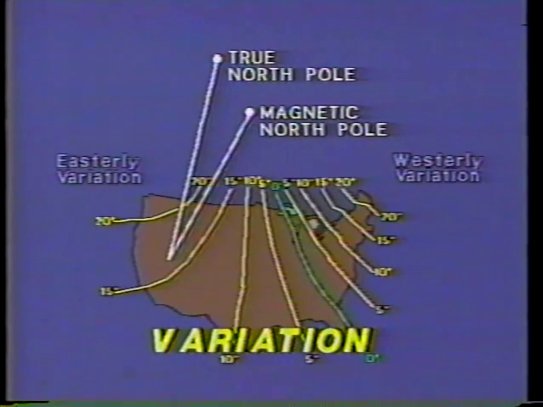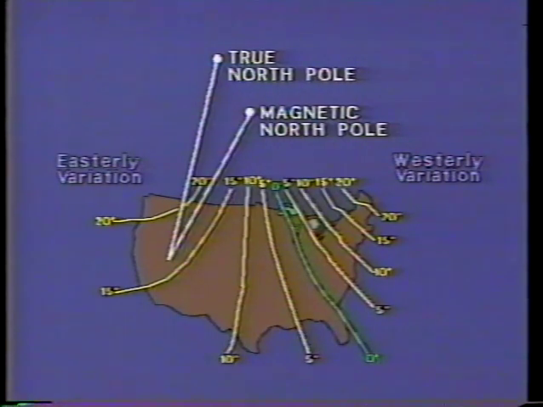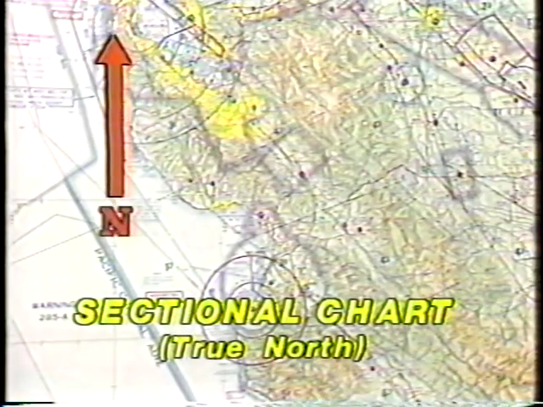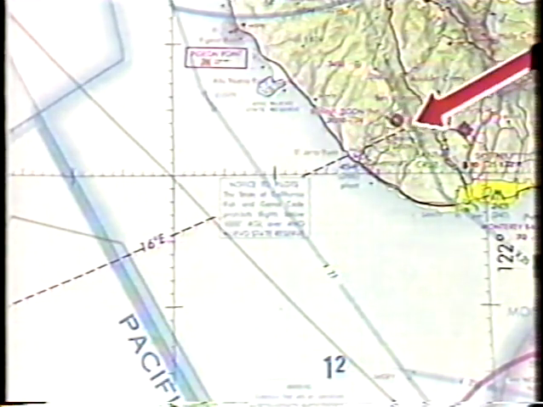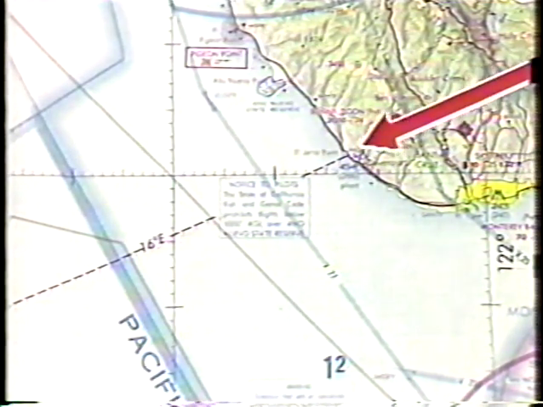Variation is the difference in degrees between magnetic north and true north. The amount of variation is different for different points on the Earth's surface and is important because aeronautical charts are aligned with true north. Variation is shown on the aeronautical charts as broken lines connecting points of equal variation.